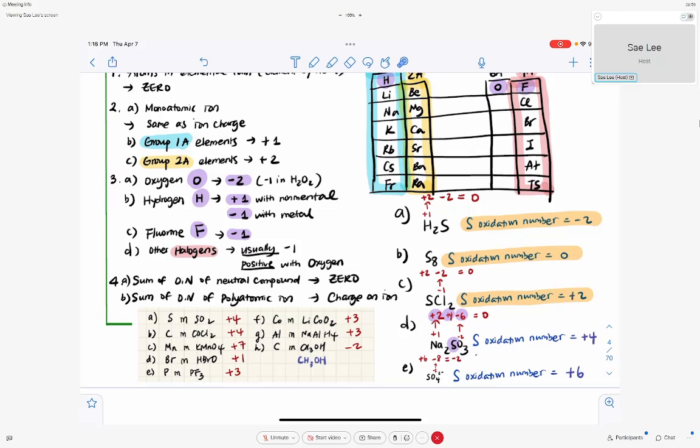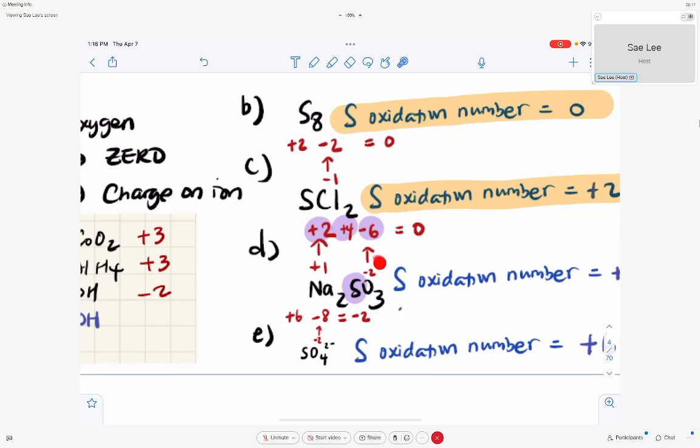And according to the third rule, oxygen always has the oxidation number of -2, so we know that oxygen will have oxidation number -2. Since we have 3 oxygen atoms with a -2, the oxidation number of O3 is going to be -6. This is also a neutral compound, okay?